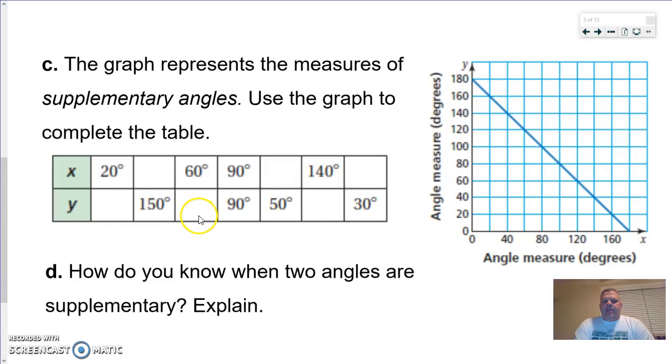When you look at all of these angles, hopefully you figured out that two angles are supplementary when the two angles add up to 180 degrees.